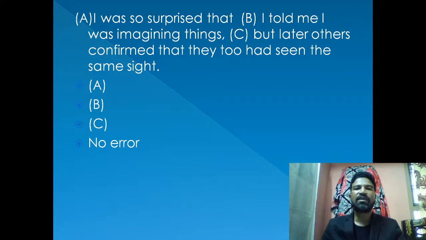I was so surprised that I told me. So the answer, it's a repeated slide. The answer is part B. The error lies in part B. I told myself. It is not I told me.